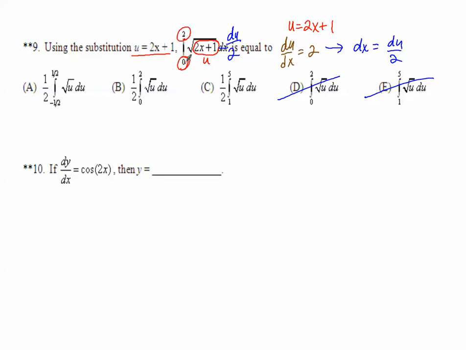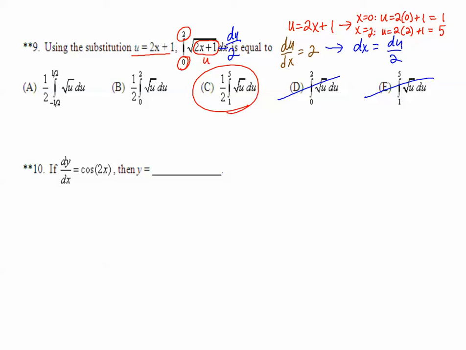If x is 0, then u is 2 times 0 plus 1, or 1. If x is 2, u is 2 times 2 plus 1, or 5. So my limits are no longer 0 to 2, but 1 to 5. There it is.